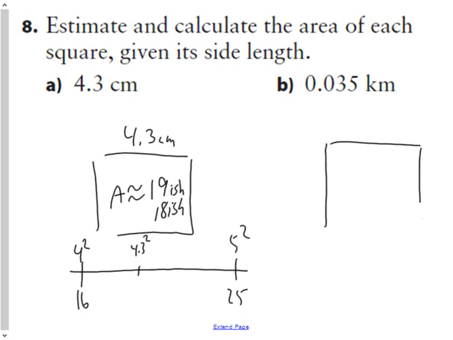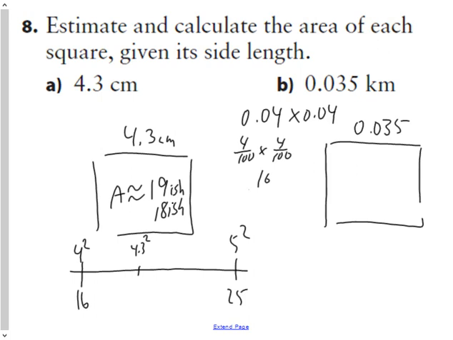And your last one, it was 0.035 kilometers. So what I'm really going to ask myself is, let's just use something I can do. Instead of that one, let's make it 0.04. Let's round it up. So what would that number be times itself? Well, this is 4 hundredths times 4 hundredths, or 16 over 10,000, because 100 times 100 is 10,000. 16 ten-thousandths is that number right there.